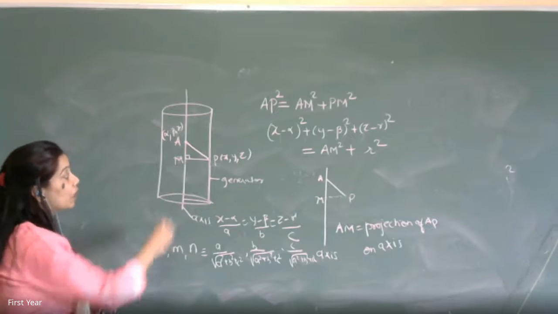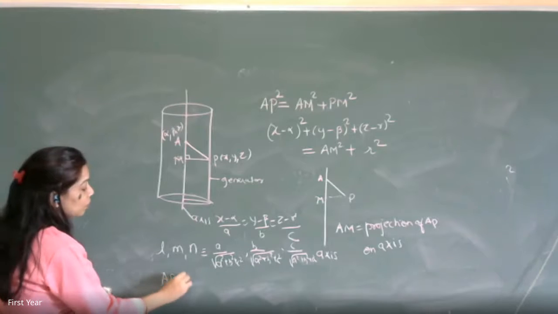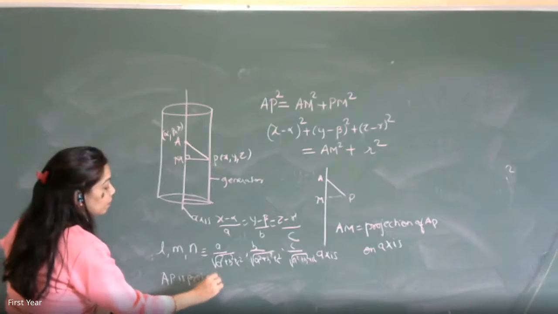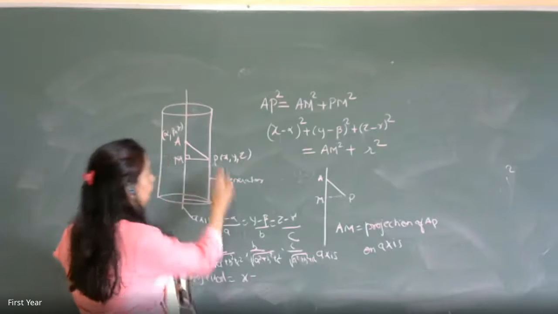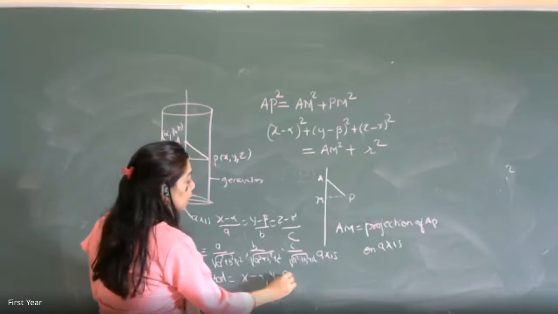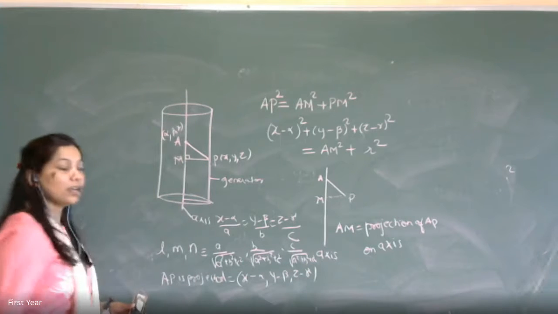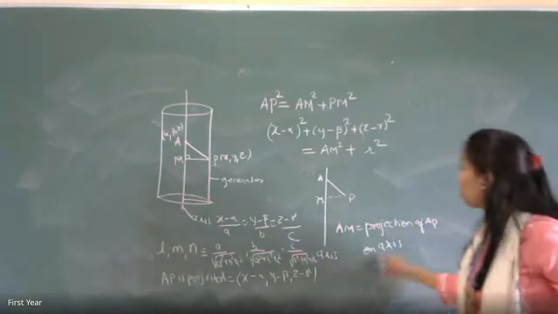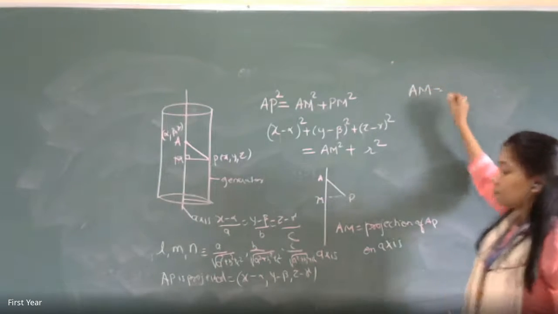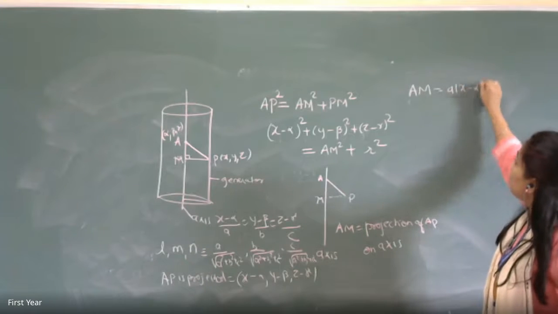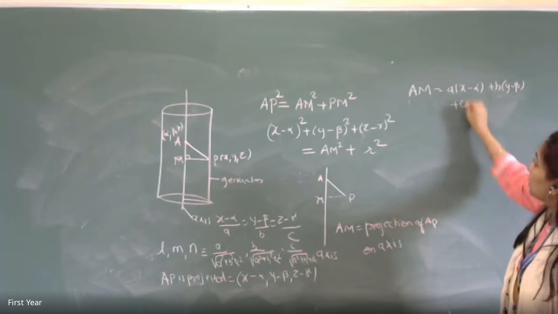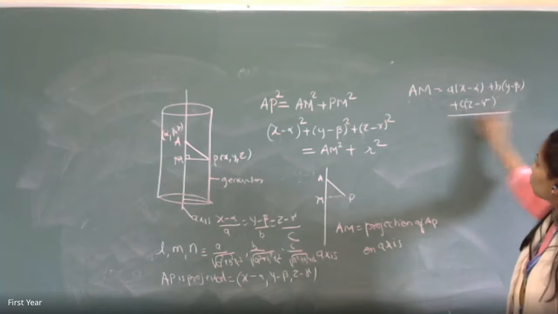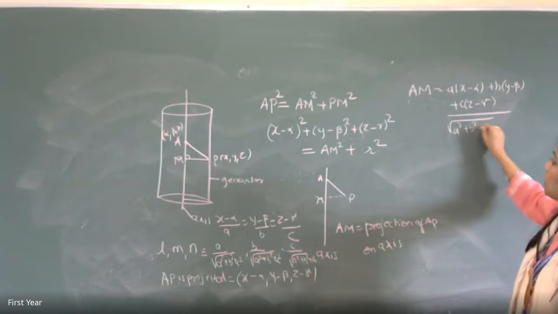And what should you know about the line which is getting projected, AP? What should you know for AP to find the projection? Direction ratios. So that is x minus alpha, y minus beta, and z minus gamma. Is that clear? So what will be your projection formula therefore? Therefore projection AM will be nothing but A into x minus alpha plus B into y minus beta plus C into z minus gamma upon square root of A square plus B square plus C square. Is this clear?